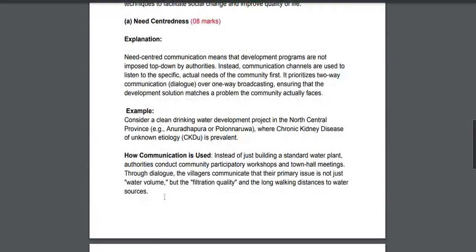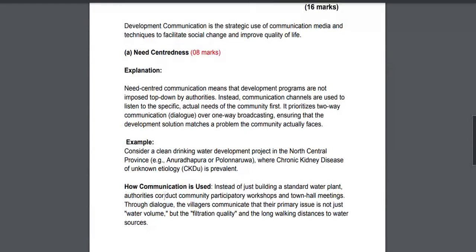Okay, so let's see the first point. Explanation is there. So how can we use need-centered communication? You can see some description is there. We can use two-way communication rather than one-way broadcasting, right? Then an example is there. Let's see. Consider a clean drinking water development project in the North Central Province, in places like Anuradhapura or Polonnaruwa, where chronic kidney disease of unknown etiology is prevalent.